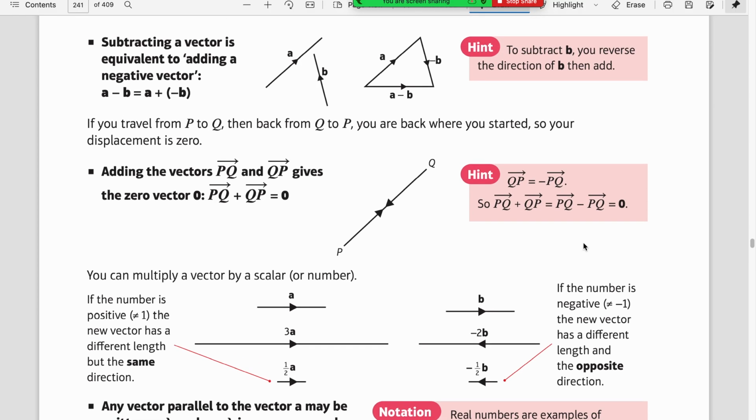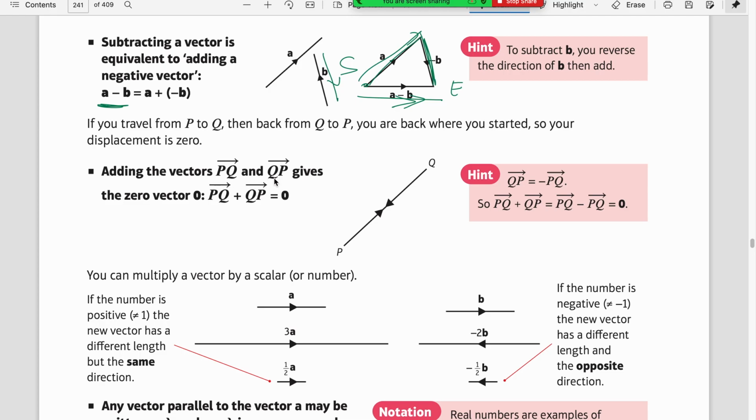Subtracting is similar to addition, but just in the opposite direction. If we know this is A and B, for A minus B, A stays as it is, and B becomes minus B, which would be parallel to this but in the opposite direction. So this is minus B, A minus B. This is your starting point, this is your ending point. So that is your resultant.